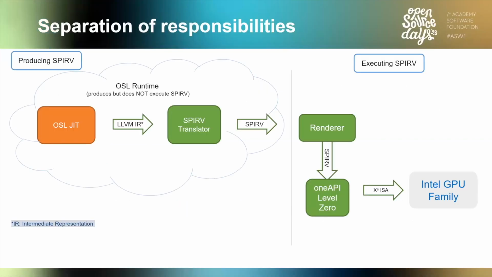One of the first things is separating responsibilities. Currently, the OSL runtime builds the shader networks and it can be used to execute them. One of the things we want to do for this is have the OSL runtime not actually execute it, but just produce a representation of the shader network that could be extracted as SPIR-V by going through the translator. And a renderer could hand that off to oneAPI Level Zero and run it on the devices.